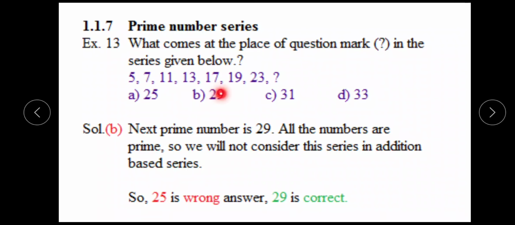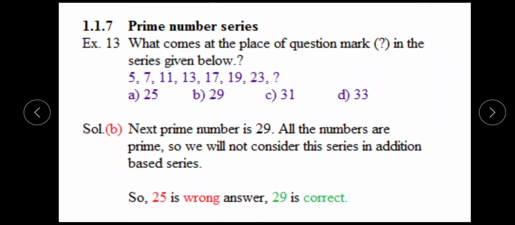Between the fifth and sixth term, the gap is 2. In the next two terms, the gap is 4. According to this pattern, the gaps are 2, 4, 2, 4, 2, 4, 2. It means to the last term we will add 2 and we will get 25.